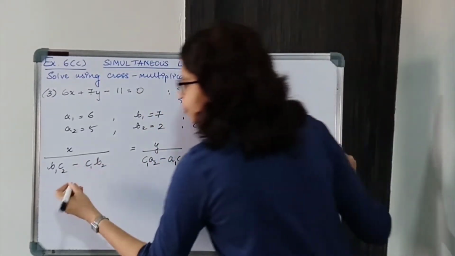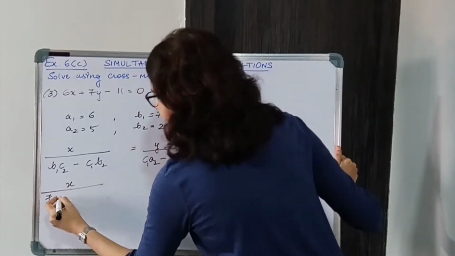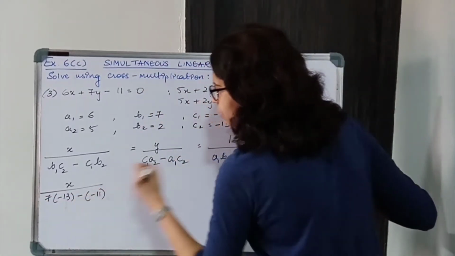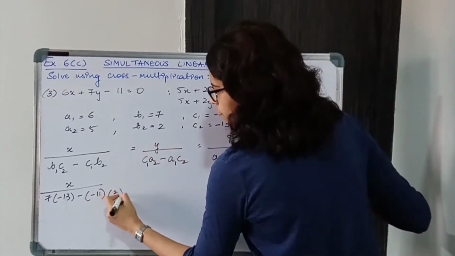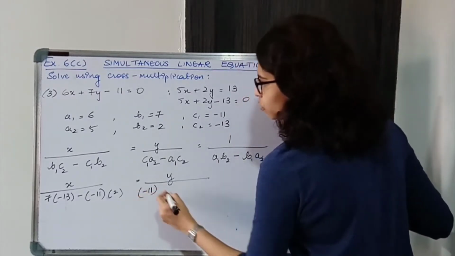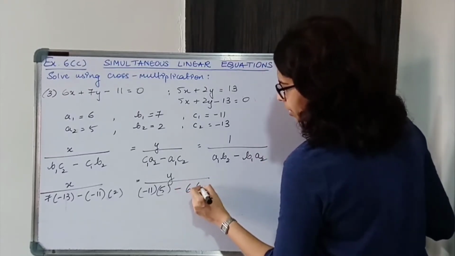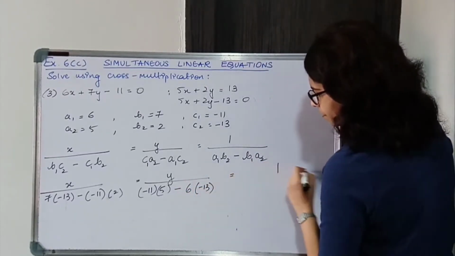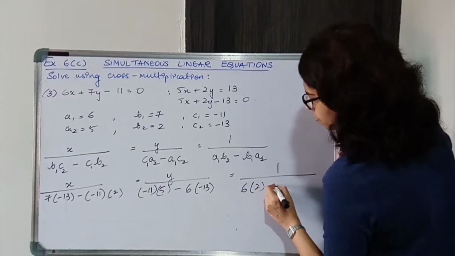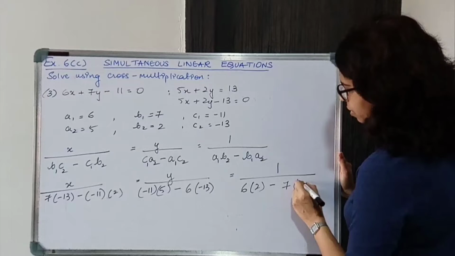Okay, now substitute the values. b1 is 7, c2 is minus 13, minus c1 is minus 11, so put brackets. b2 is 2, c1 is minus 11, a2 is 5, a1 is 6 and c2 is minus 13. a1 is 6, b2 is 2, minus b1 is 7 and a2 is 5.